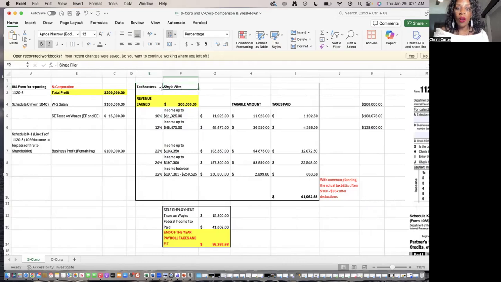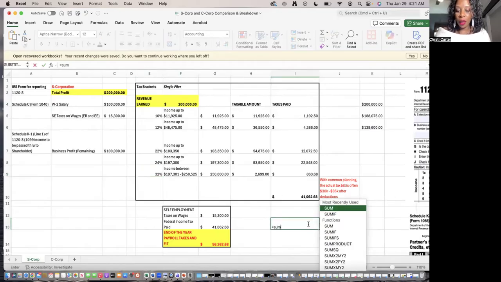Let's say, for instance, you are a single filer. You're not married, you're single, and you make $200,000. So we're going to move over here to this tax bracket. There is a lot of misconception, and a lot of people think that if you make $200,000, you have to jump down here to the 32% tax bracket and pay 32% of 200,000. So just for fun, let's see what that amounts to. That's not correct, but let's see.